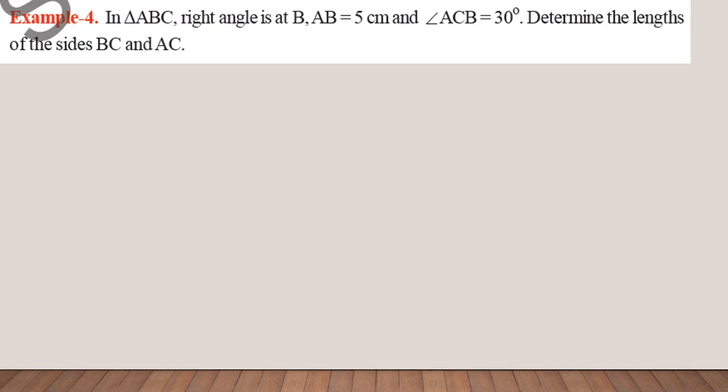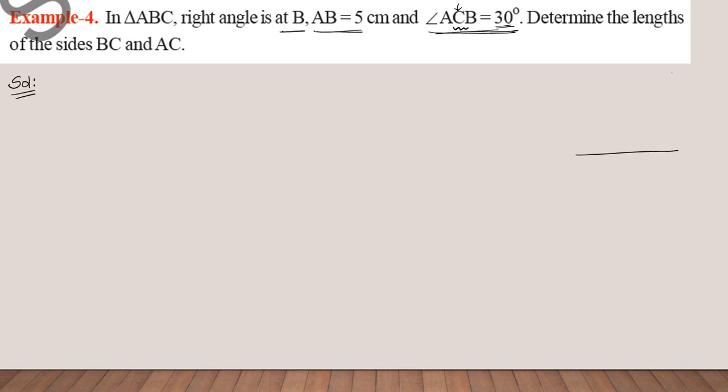Now in your textbook you have example number 4. In triangle ABC, the right angle is at B. So follow the question carefully. AB is given as 5 centimeters and angle ACB is 30 degrees. Angle ACB means whatever letter is present at the center, at that particular vertex my angle is 30 degrees. Now I need to find the remaining two sides. The usage of trigonometry is that when you know one side and one angle, you can directly find the remaining two sides.